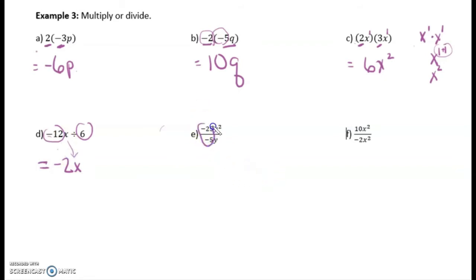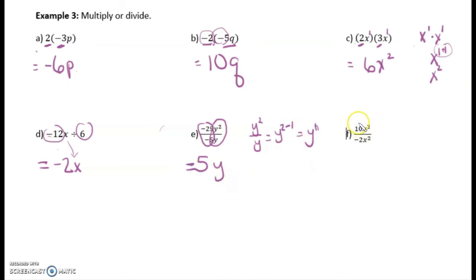For E, we have negative 25 y squared over negative 5y. So we're going to divide the numbers. Negative 25 divided by negative 5, we get 5. And then we're going to divide the variables. So we have y squared over y. When we have y squared over y, we're applying the division exponent law. So we go 2 minus 1, which is just y to the 1, or just y. So we put the y down there.